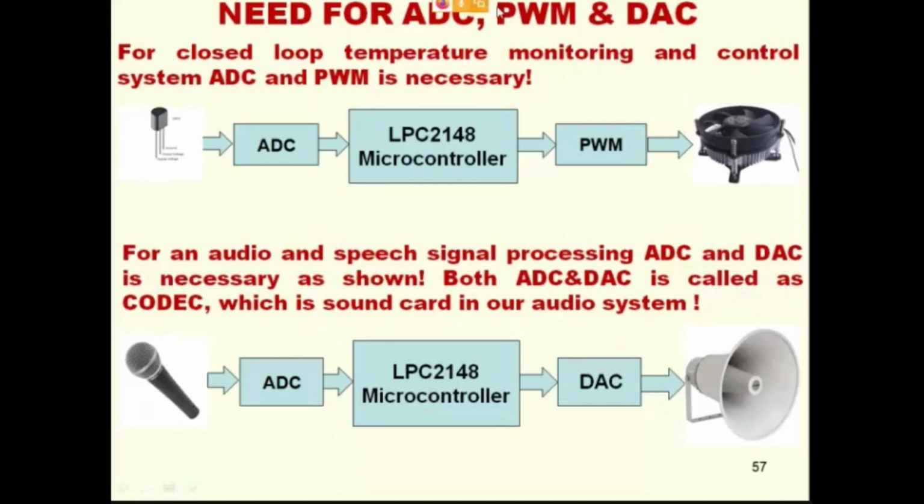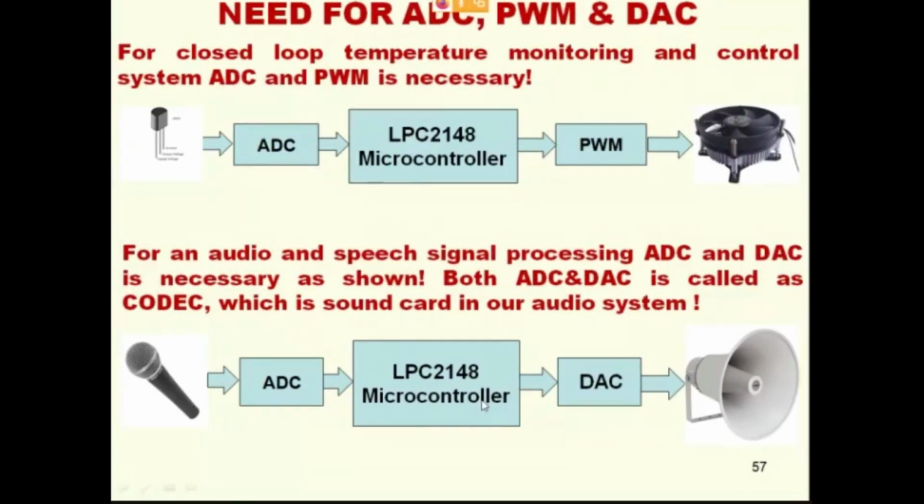And finally, ADC and DAC. So a temperature sensor means temperature sensing. Here it is a motor control. So the ADC converts temperature into a digital value, and a microcontroller makes some decision, and it adjusts the PWM, which controls the motor speed. This is a closed loop control system with respect to the microcontroller and embedded system.